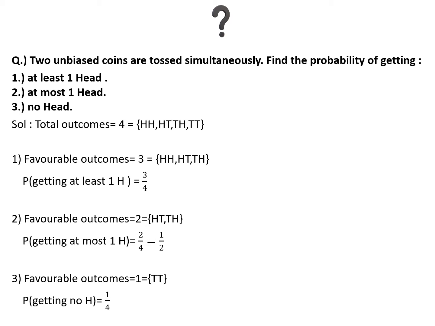In the next part we have at most one head. That means there can be maximum one head, not more than that. So favorable outcomes will be 2 and probability will be 2 by 4, which on reducing will give you 1 by 2. Next is no head. So we are taking the case tail tail and probability will be 1 by 4.